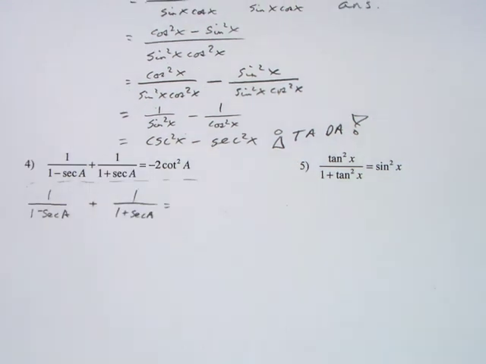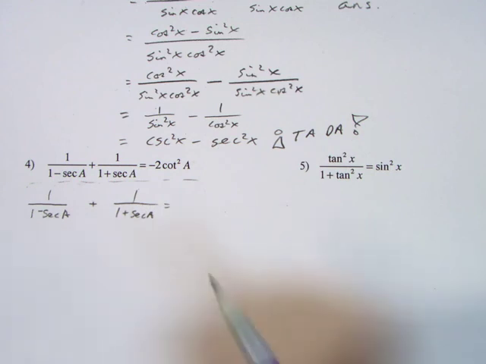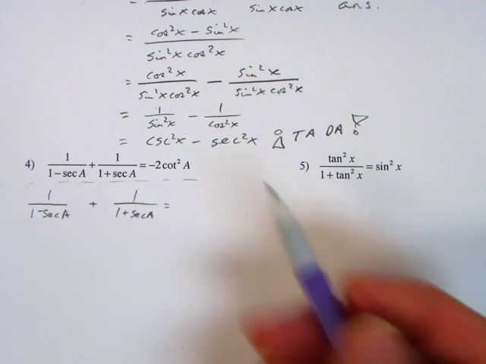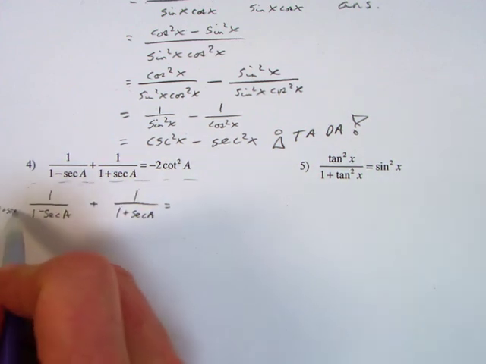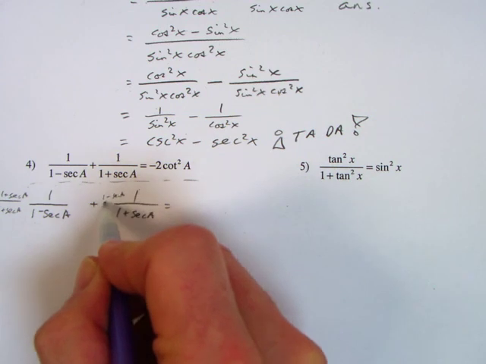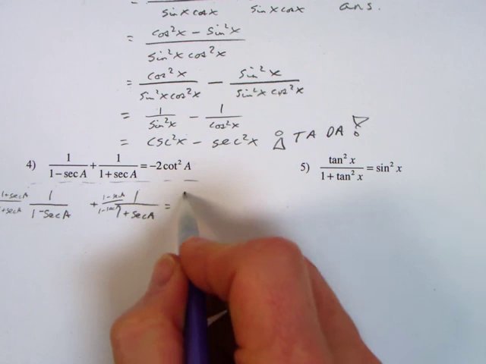Now what are we going to do? All right, so when I see something like this, I can think, all right, what would I do when I have two fractions? I would add them together. So what am I going to do with the first fraction? I'm going to end up multiplying by 1 plus secant a over 1 plus secant a. And the other one I'll multiply by 1 minus secant a over 1 minus secant a. So what do we get?